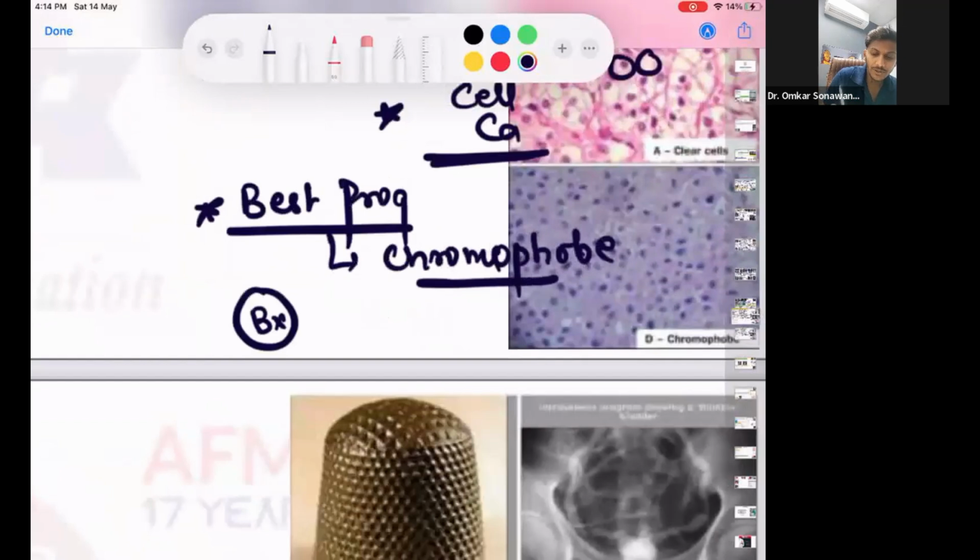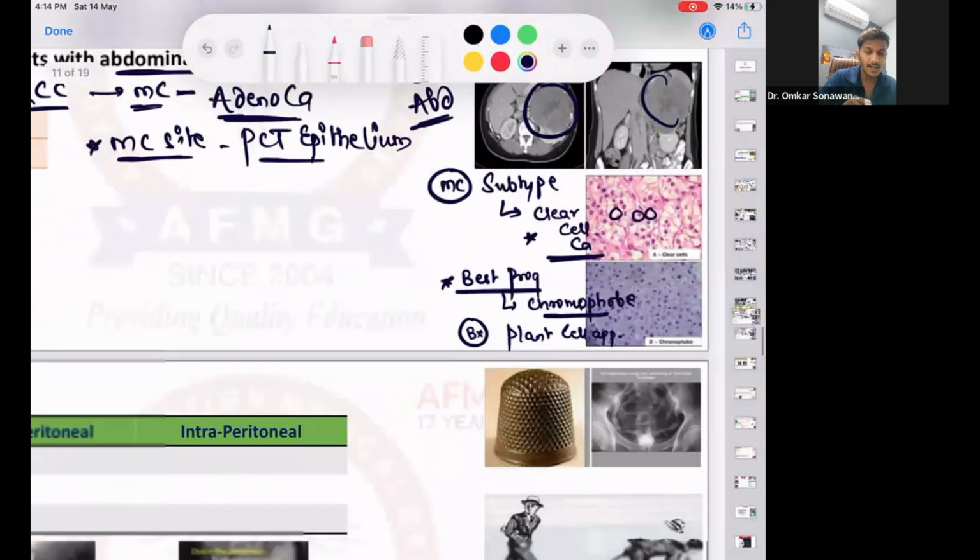No issues with this, anybody? Any difficulty for anyone? So there would be a plant cell appearance. No issues with this. I hope so.